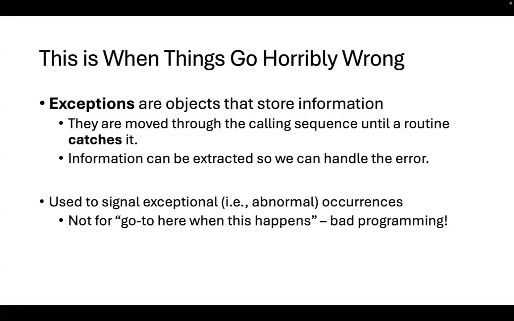An exception that you guys probably saw on lab 2, especially with reallocate, is the null pointer exception, which is usually what happens when you're trying to access something out of bounds of the array. So that's a kind of exception, null pointer exception. This is used to signal something bad happening. So the thing that I'm about to show you, try catch, it's not for go here when this happens. You should be using if statements for that. This is for when things go horribly wrong and we need to stop.